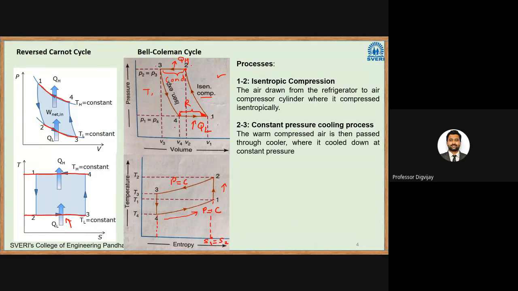You can see from the TS diagram, 2 to 3. The temperature at point 2 is T2 and the temperature at point 3 is T3. There is a difference between T2 and T3. So what is happening in 2 to 3? It is actually cooling the air. That is a constant pressure cooling process. Though it is said that this condenser is operating at constant pressure, it is not the actual case.